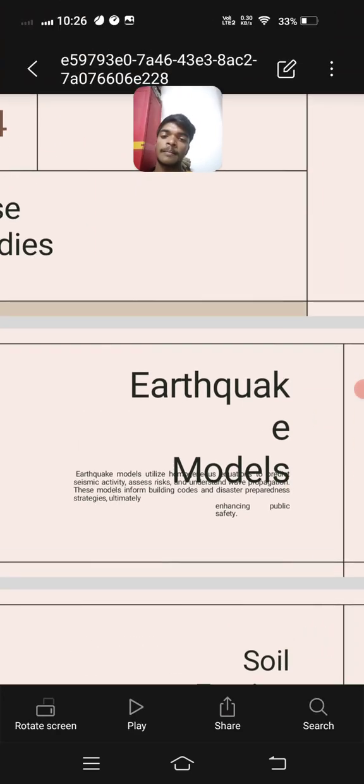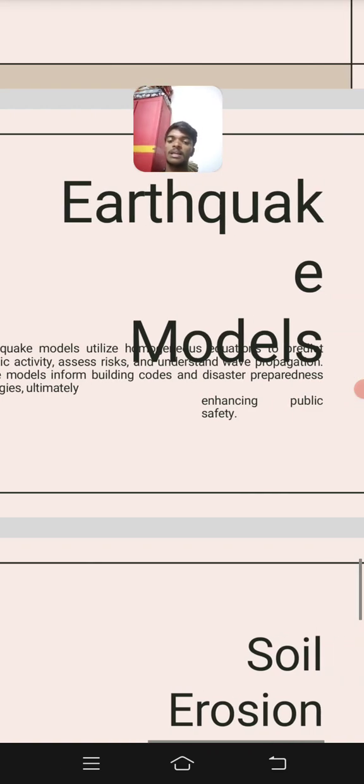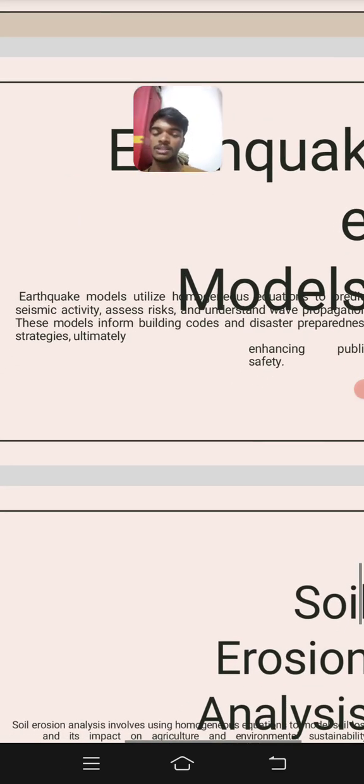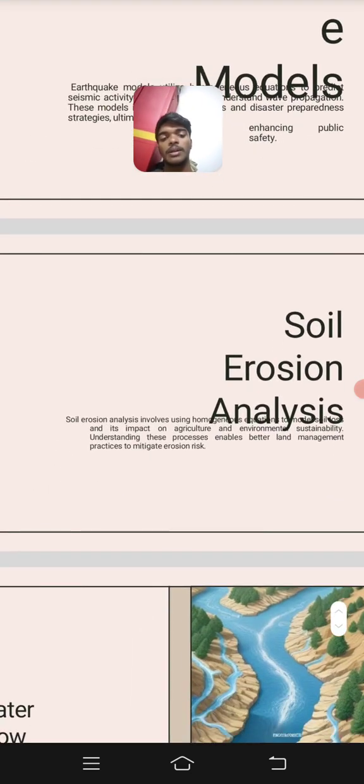So now let's get into the case studies. Earthquake models. Earthquake models utilize homogeneous equations to predict seismic activity, assess risks, and understand wave propagation. These models inform building codes and disaster preparedness strategies, ultimately enhancing public safety. By this, we can predict the disaster earlier, and we can evacuate the people in danger areas to safer places.